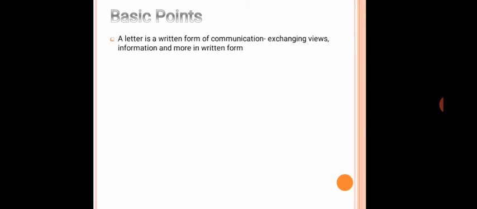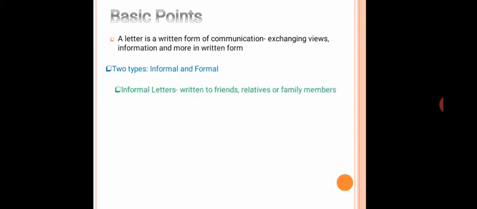As we all know, a letter is a written form of communication. It helps in exchanging views or information, and the exchange takes place in written form. The letters are divided into two types basically, informal letters and formal letters. Informal letters are written to friends, relatives, or family members, and as the name suggests, informal letters are casual in nature. Formal letters, on the other hand, are written to officers, editors, and other such people who are generally higher in status as compared to the person who is writing the letter.